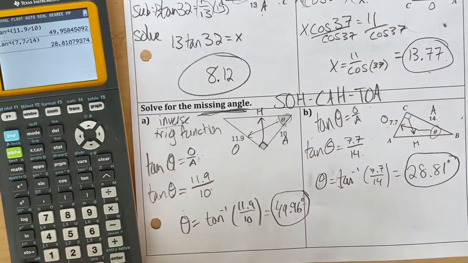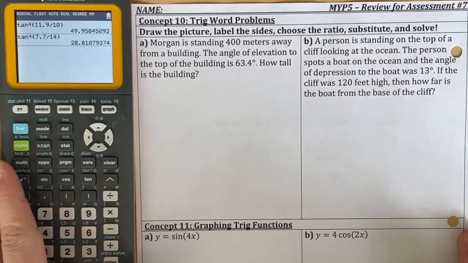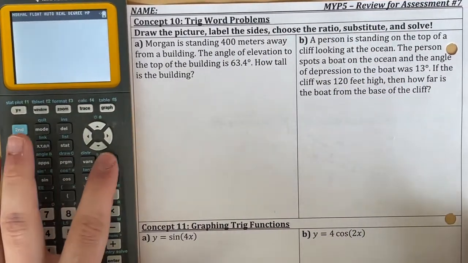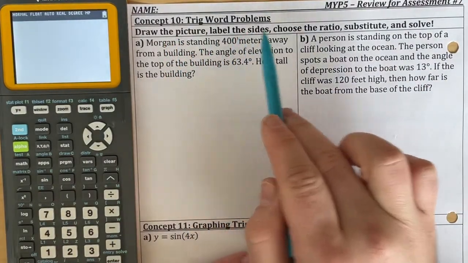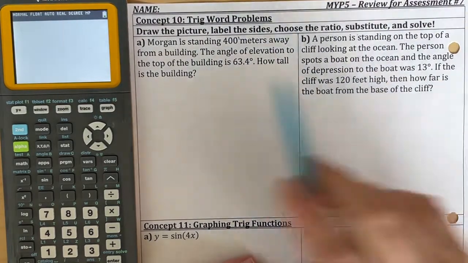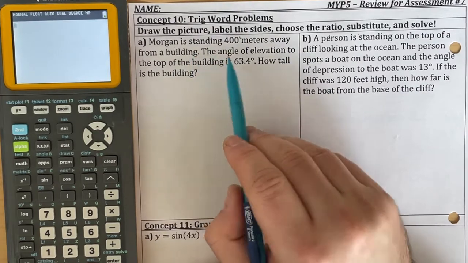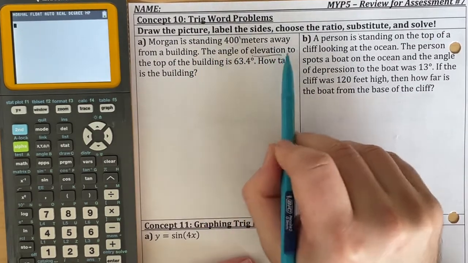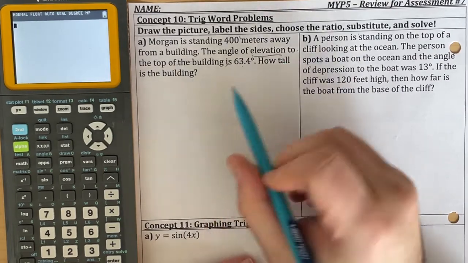All right. So now moving to the back, still working with some wonderful right triangles. Let's make sure we can set these up correctly. Again, follow these steps: draw the picture, label the sides, ratio, sub, and solve just like before. It says Morgan is standing 400 meters away from a building. The angle of elevation to the top of the building is 63.4 degrees. How tall is the building?